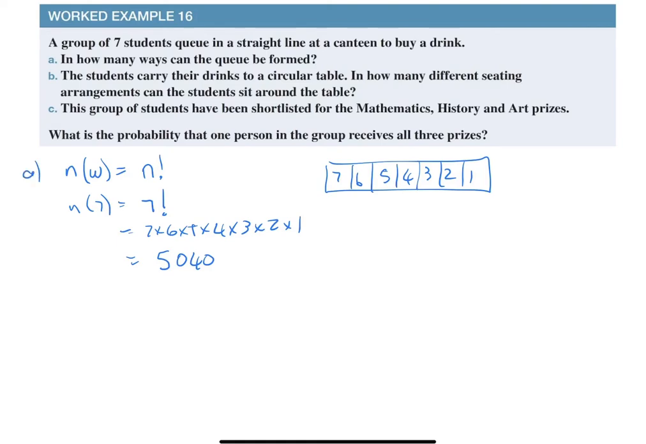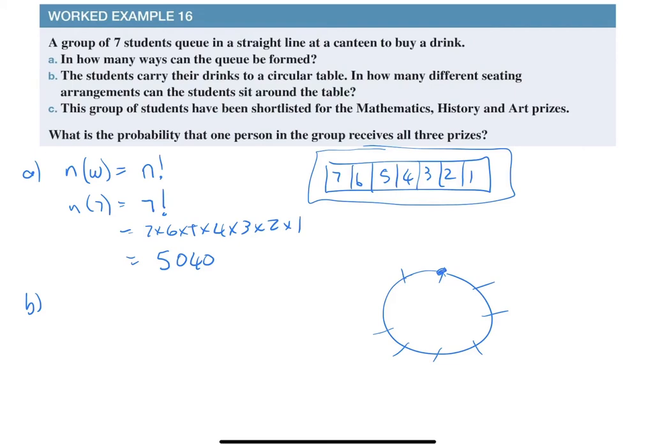So that's for A. In B, they ask, what if the students carry their drinks to a circular table? In how many different seating arrangements can the students sit around the table? I'm not going to go into detail, but it has to do with the arrangements. If I have 7 people, there are going to be fewer options, because although this person can move to that spot, if this is person 1 and this person 2, once person 1 moves there and person 2 moves there, it is still the same arrangement. So I'll have to divide by 7 at the end.